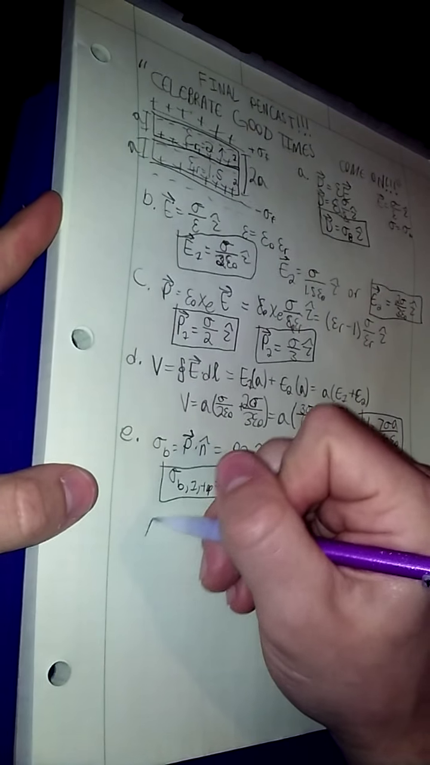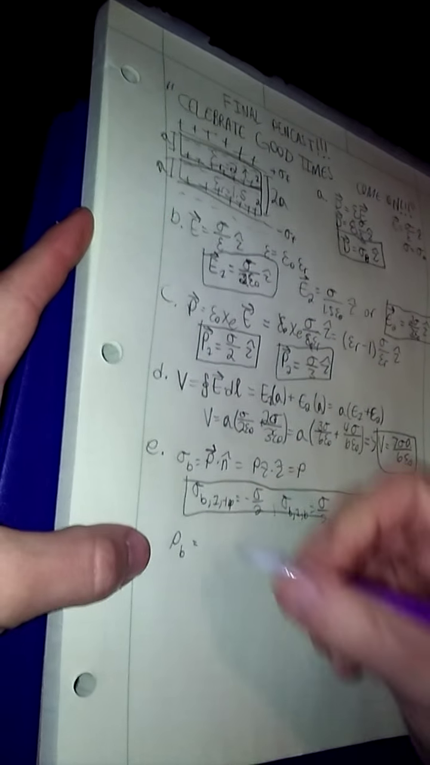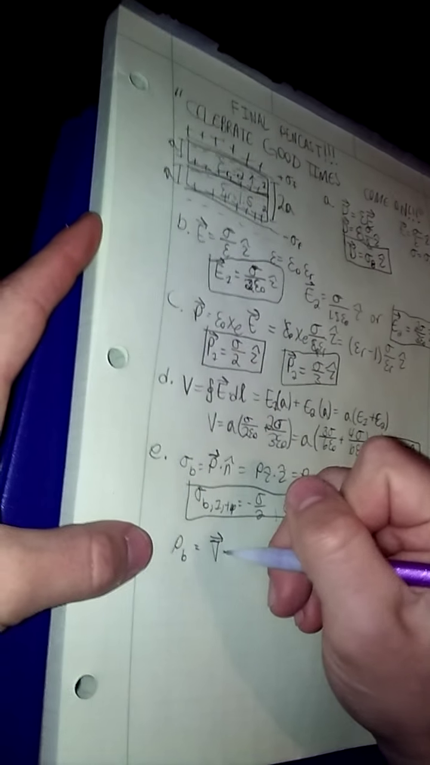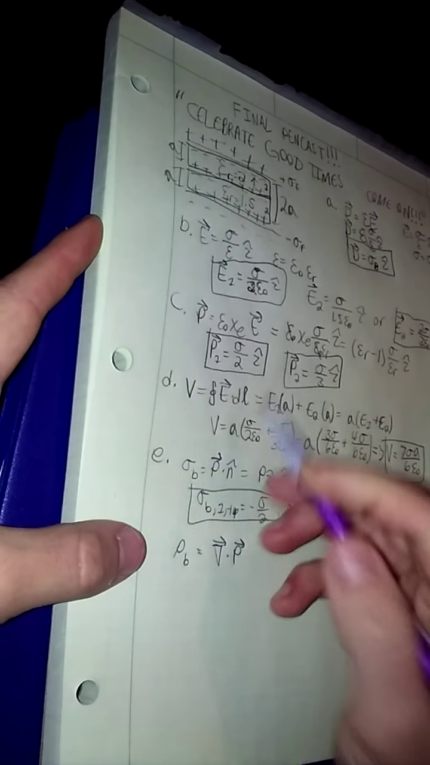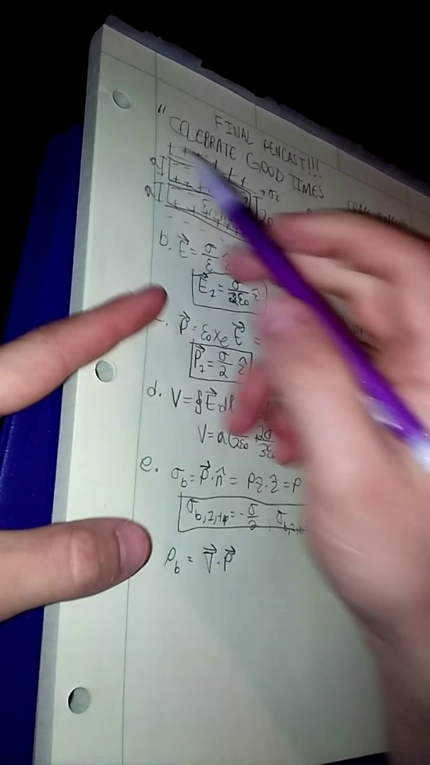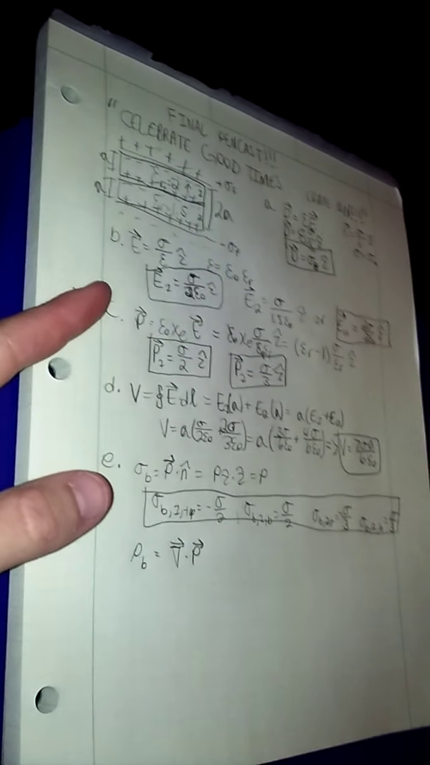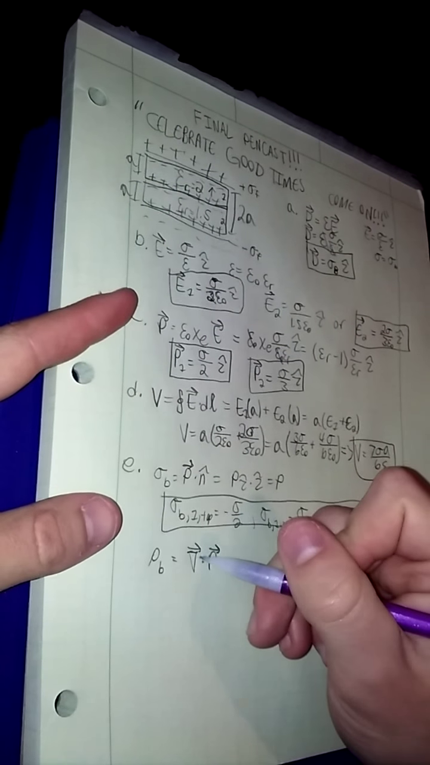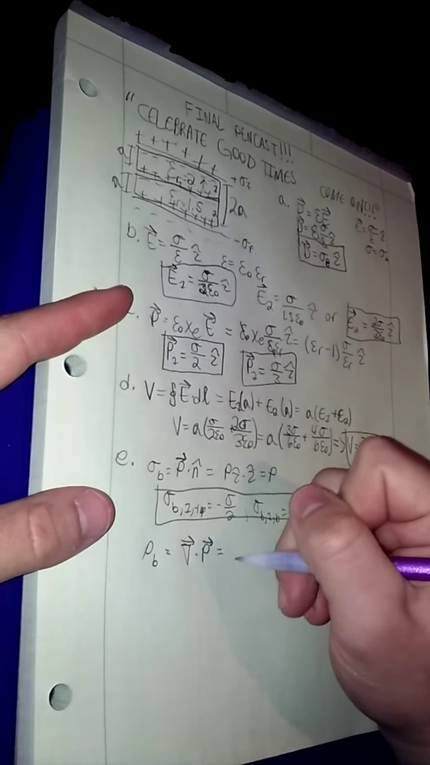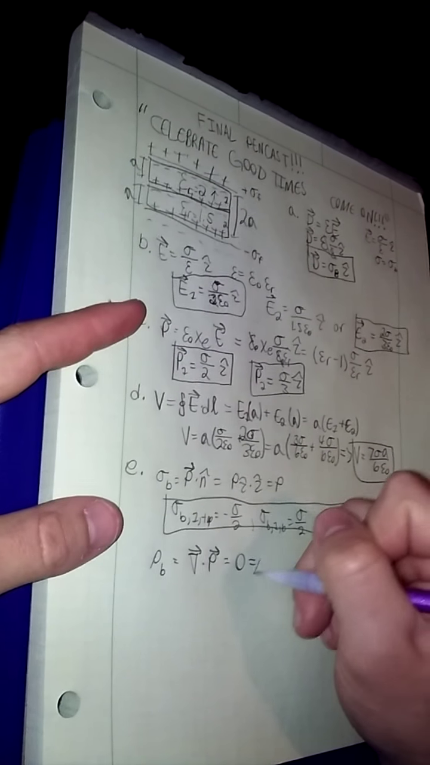And then the rho bounds, we have del dotted with P. Sigmas are constant. This is a uniformly distributed charge. So this is del dotted with a constant. Del dotted with a constant is 0.